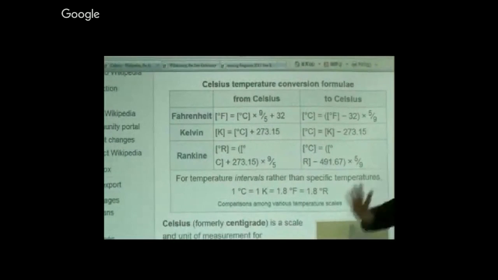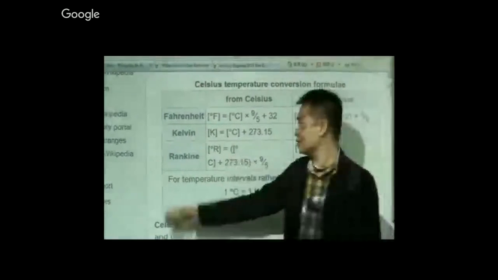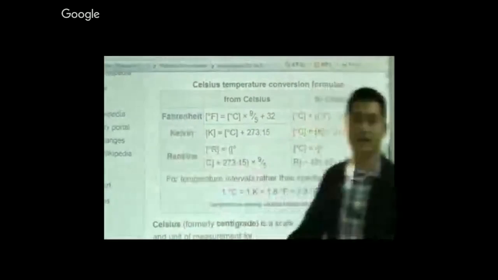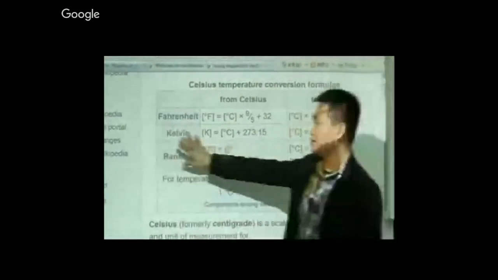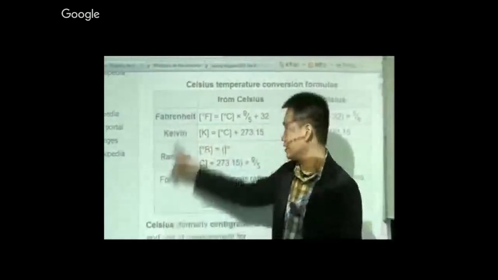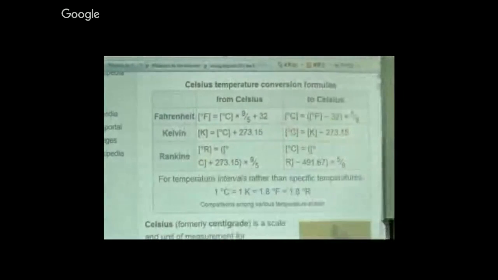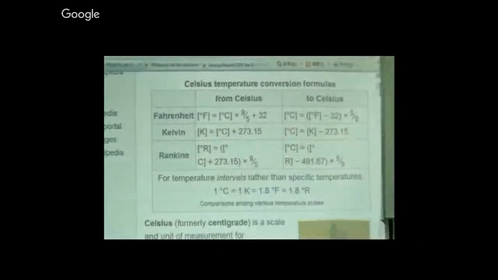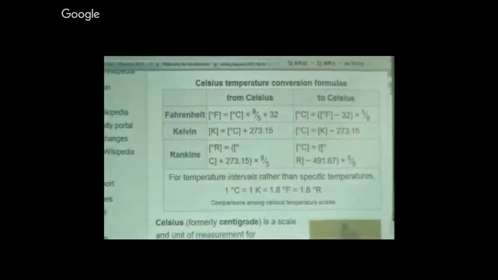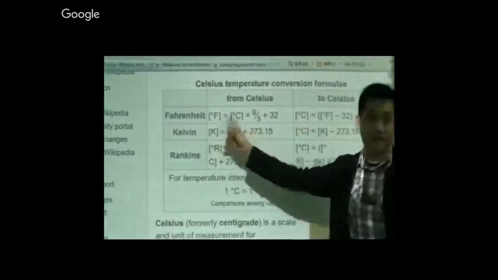There are 4 units of measurement. You have Celsius, Fahrenheit, Kelvin, Rankine. But we don't commonly use these two. We use this one and this one more often. So never mind the other two. This is just nice to know. But in the United States, they use Fahrenheit.